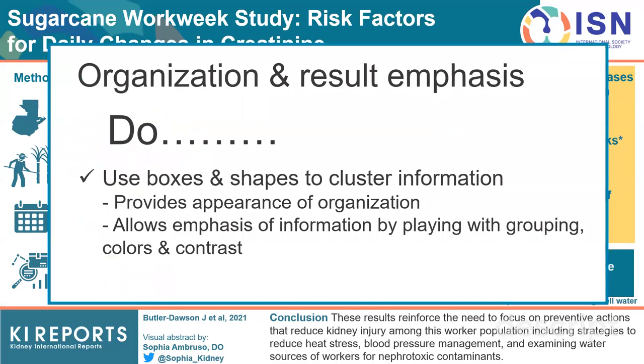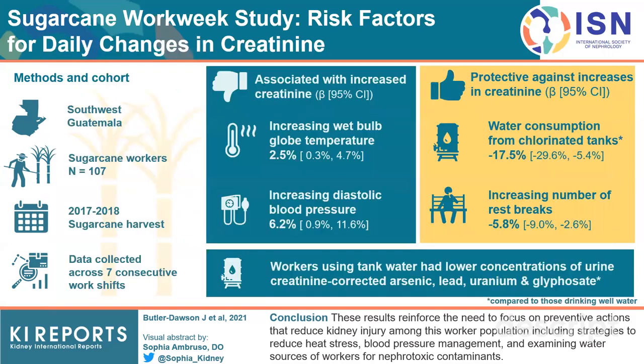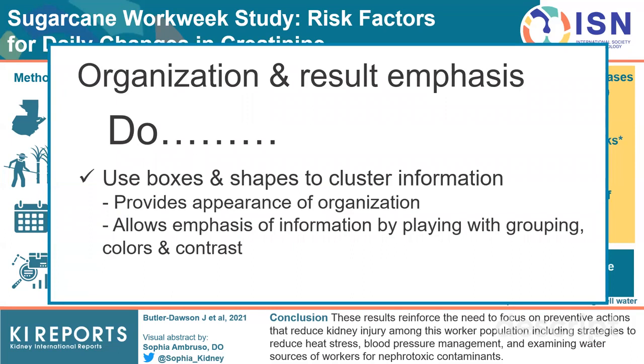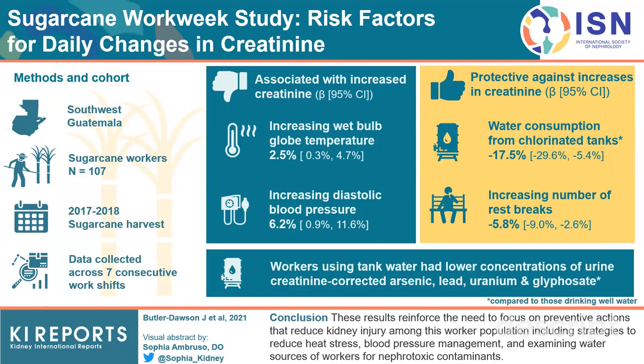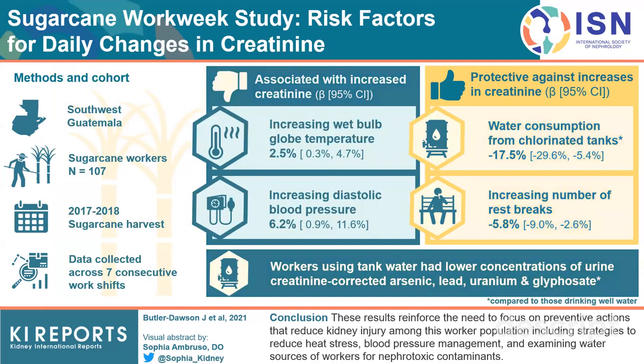So this gets a little bit more advanced, but I still think, because this already looks pretty good. If we look back, this looks good, and a lot of people would be happy with this. So getting a little bit more advanced, we can use boxes and shapes to cluster information, which provides the appearance of additional organization, and it allows emphasis of information by playing with grouping and colors and contrast. So let's just take a look how I changed this. So now you can see I'm really emphasizing the results here, made it even easier to read it. And I added a couple design elements, but this really looks organized and the eye goes down and around and follows it quite nicely. And that's it.